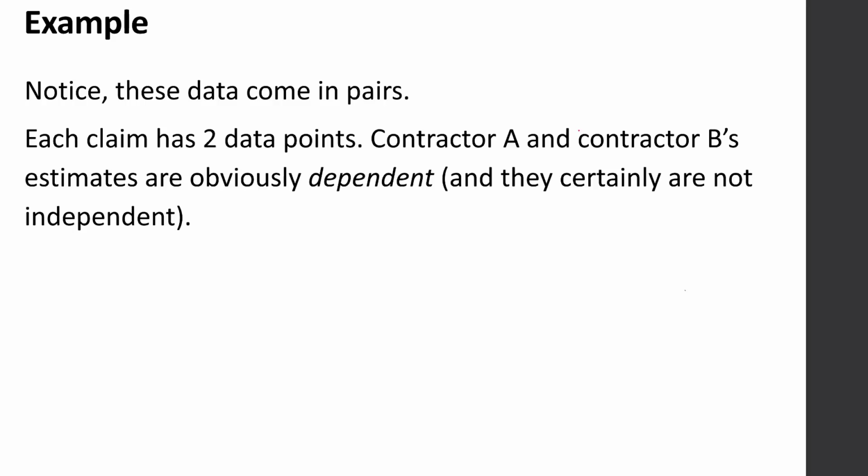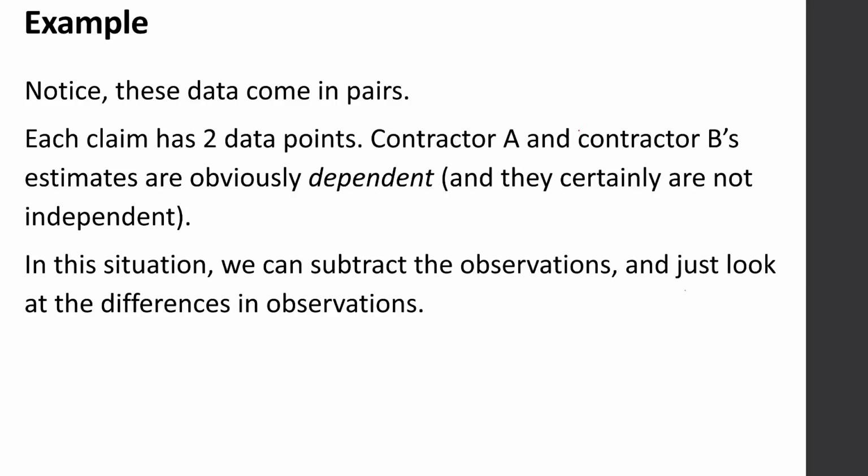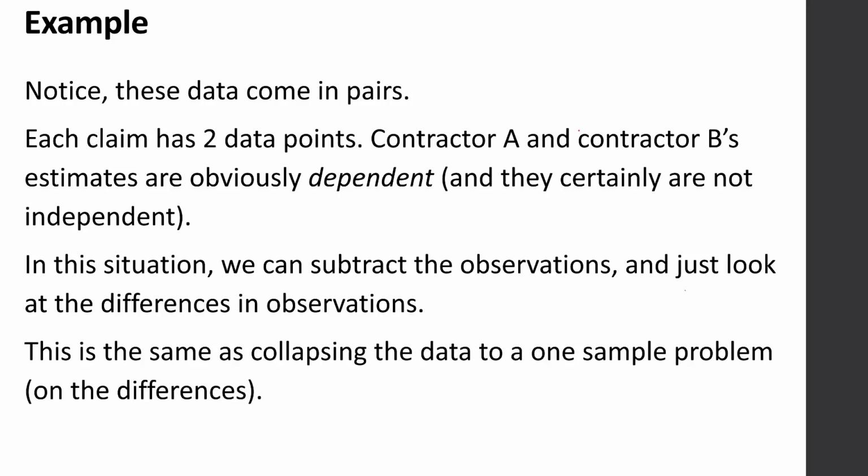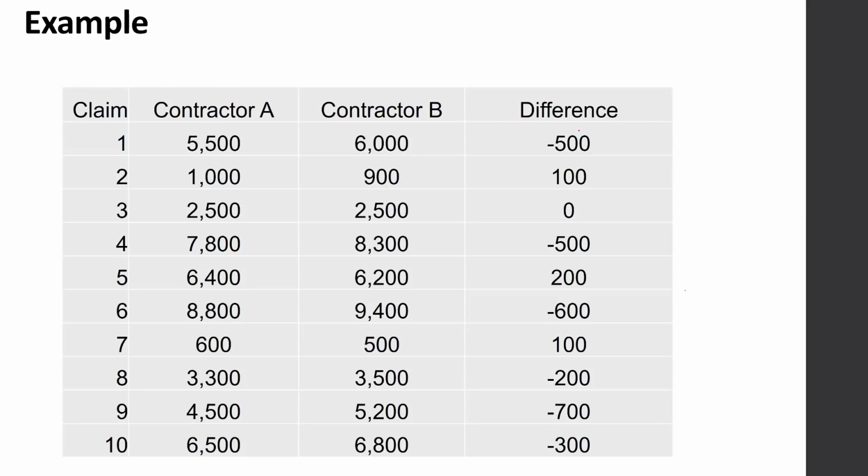Now, these data come in pairs. Each claim has two data points. So that's what makes them dependent. In this situation, we can just subtract the observations and look at just the differences in the observations. This is the same as collapsing the data to a one sample problem on the differences. So notice that I've added a column to my data set. And you can download this data set. It's linked with your lecture notes. So please download the CSV file and follow along with R.